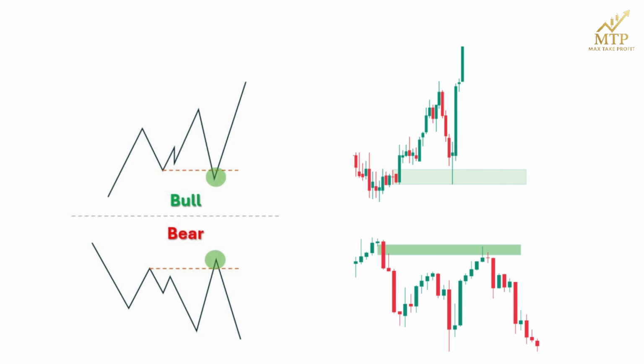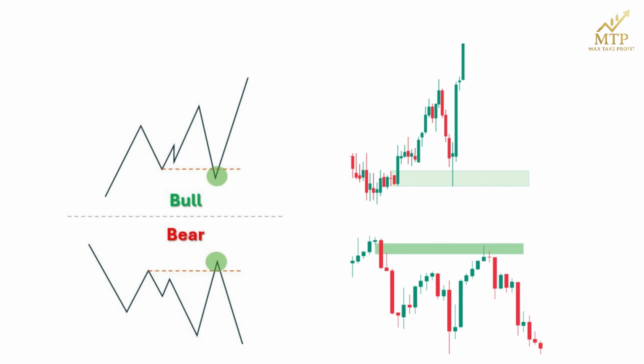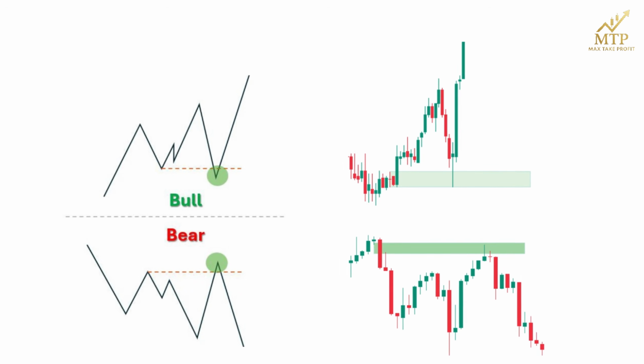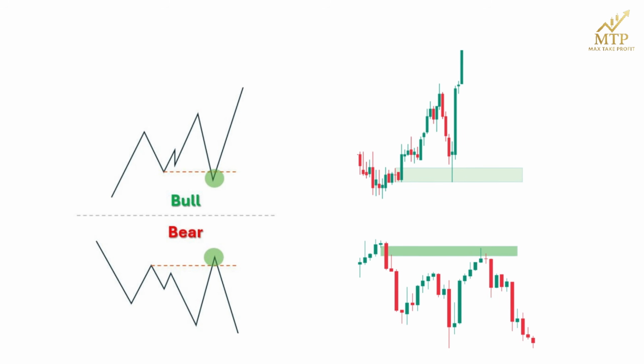So, when you understand how liquidity works, you stop getting trapped like the crowd, and you start trading with the institutions, not against them. In short, liquidity equals clusters of stop losses and pending orders. Price is drawn to these areas. Institutions use liquidity to enter big positions.